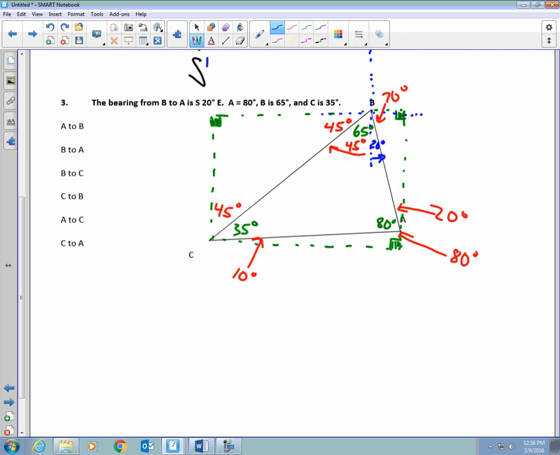A to B, describe it. How many degrees do I turn to the west of north? I go back 20 degrees, that'll bring me to 340. You can do B to A if you want. We already know that B to A is south, 20 degrees east. So south, 20 degrees to the east.